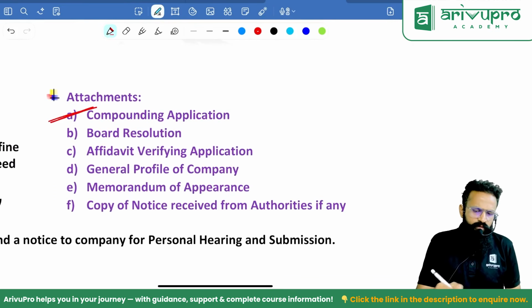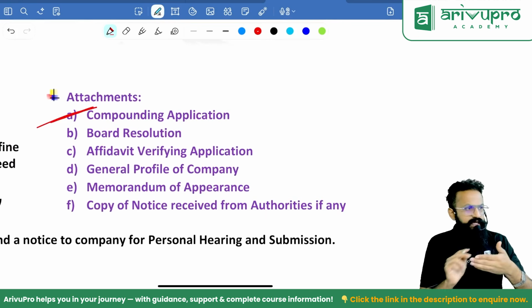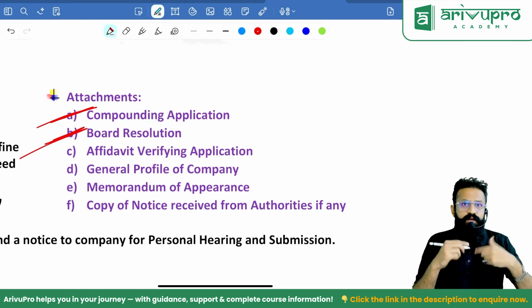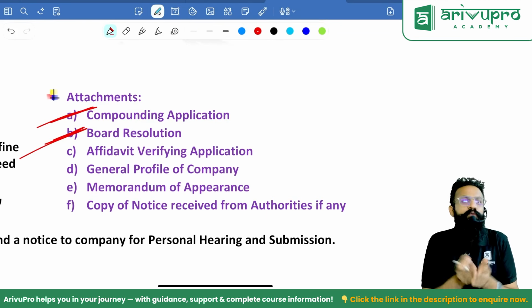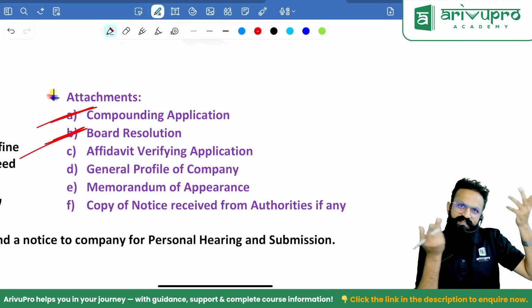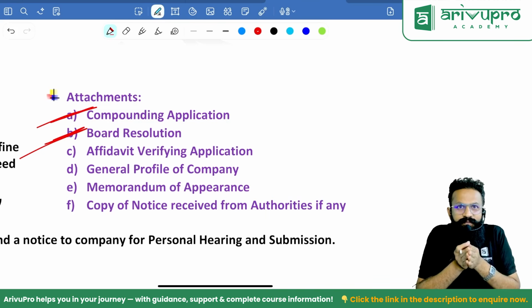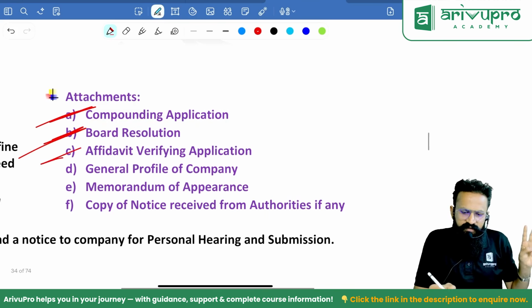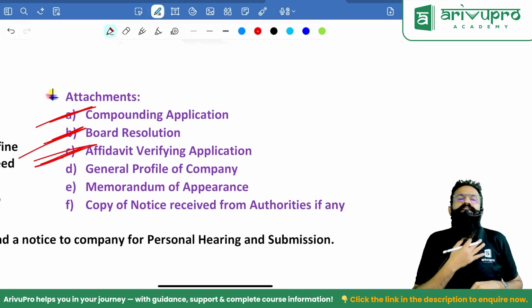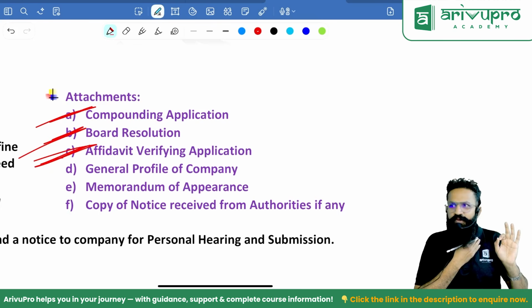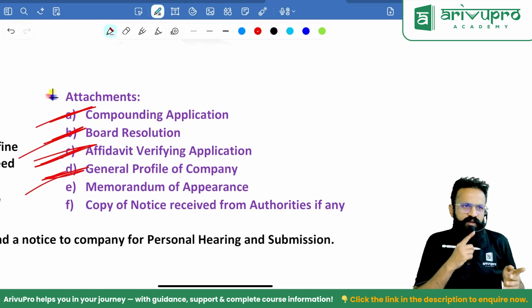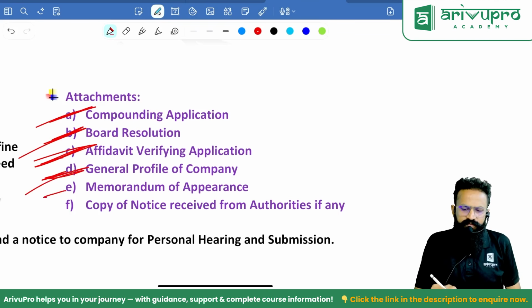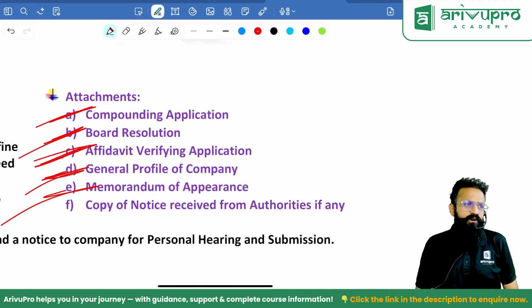First one is the compounding application, meaning you have filled in all the details. Second one, board resolution, because the company is coming and agreeing, right? How will a company agree? The company agrees by a resolution passed that we have admitted to go ahead with the compounding. That board resolution has to be submitted. Third one, affidavit verifying the application: whatever we are telling is truth, we are not making up or hiding any information. Fourth one, general profile of the company, basic nature of the company. Fifth one, memorandum of appearance. What is this? Nothing but, yesterday I told you, vakalatnama.